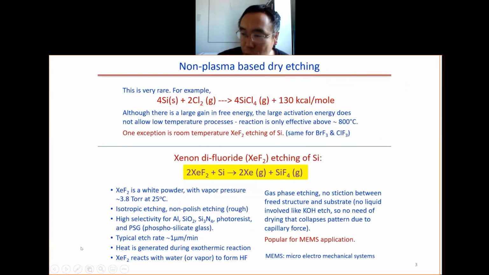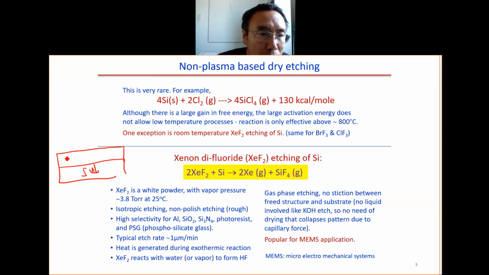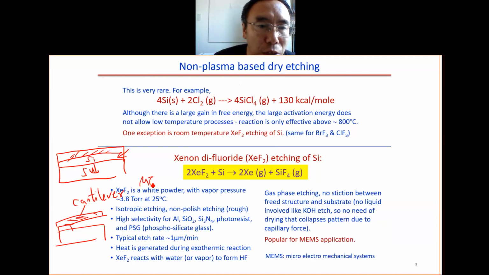For example, if we want to make a structure like this, we can start with the substrate, one layer here, and these two layers. This one can be another material. Then we can do the lateral etching to make something like this. This is the cantilever, for instance. Those cantilever structures are very important for MEMS, microelectromechanical systems.